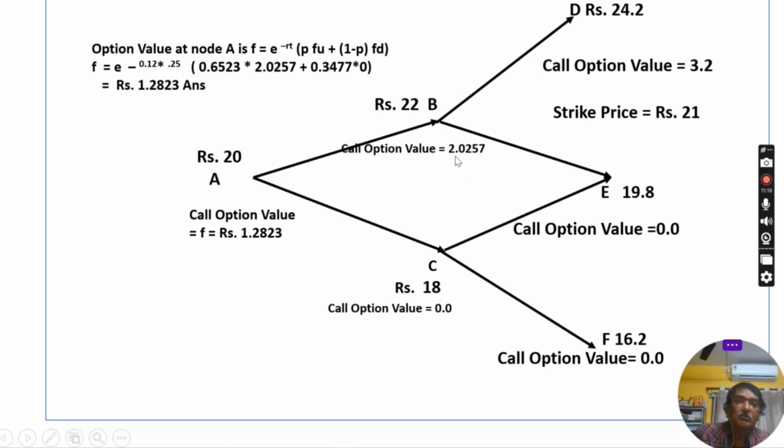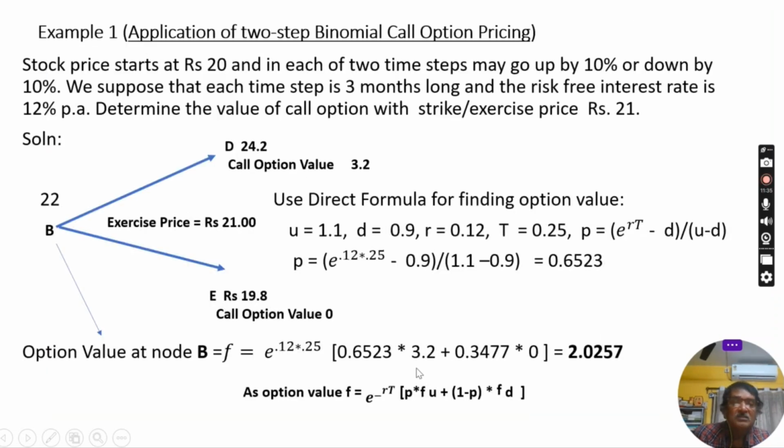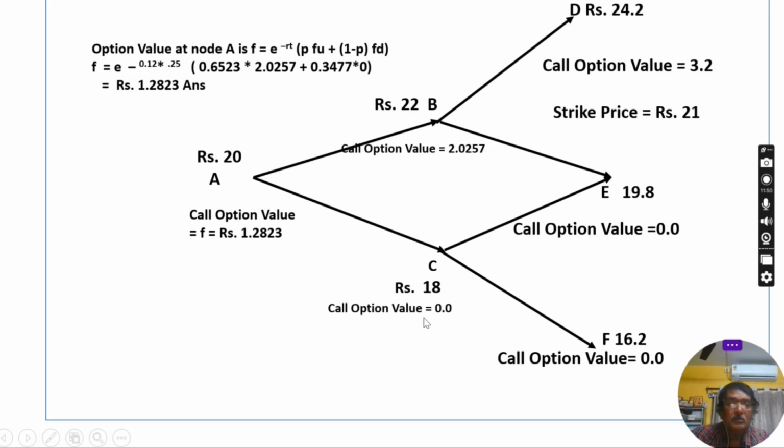I have just now calculated it. With the help of the same formula, if you use the upper value 0.0 and the down value 0, then you will get the call option value here, that will be 0.0. As you can check, this is 0, this is 0. If you multiply 0 by whatever the value of the probability is, then the entire value F will be 0. That's why the call option value at this down point C will be 0.